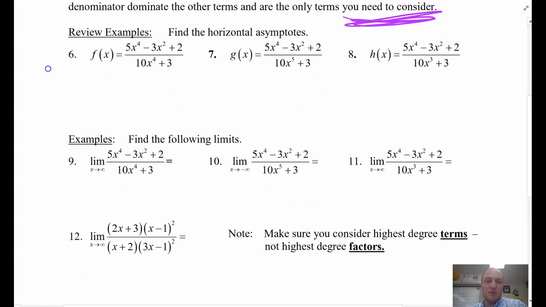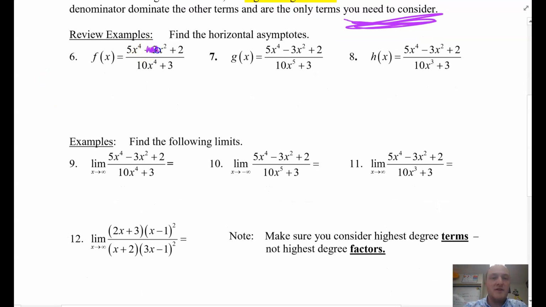So when we look at these examples here, I don't care about any of these other terms, right? I care about x to the fourth, and that's it, as well as in the denominator. I only care about x to the fourth. What this says here is find the horizontal asymptotes. For functions where your powers are equal, x to the fourth cancels x to the fourth. What we get is an asymptote which is just the coefficients, 5/10, which reduces to 1/2. So here, our horizontal asymptote is at 1/2.